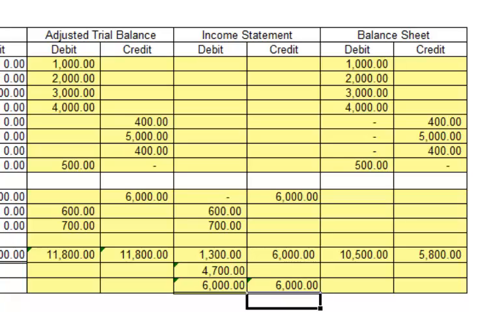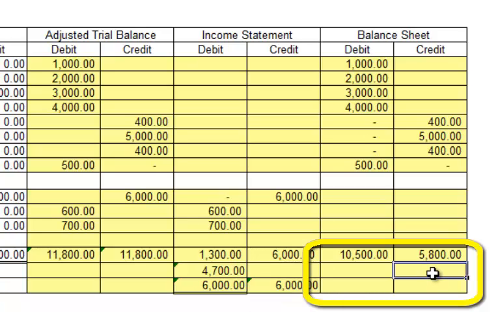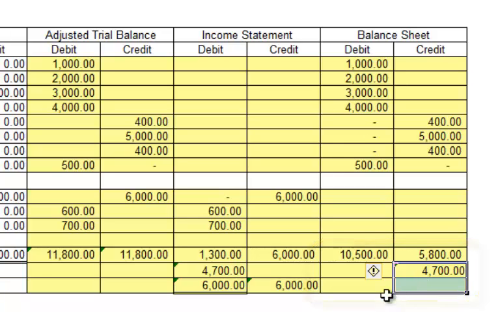Now, if the worksheet is going to work, then the articulation or the transfer from the income statement of the net income into the owner's equity must be the same. So what I'm going to do now is to test that. Let's see if the difference between 10,500 and 5,800 is also 4,700. Yes, it is. One last step.